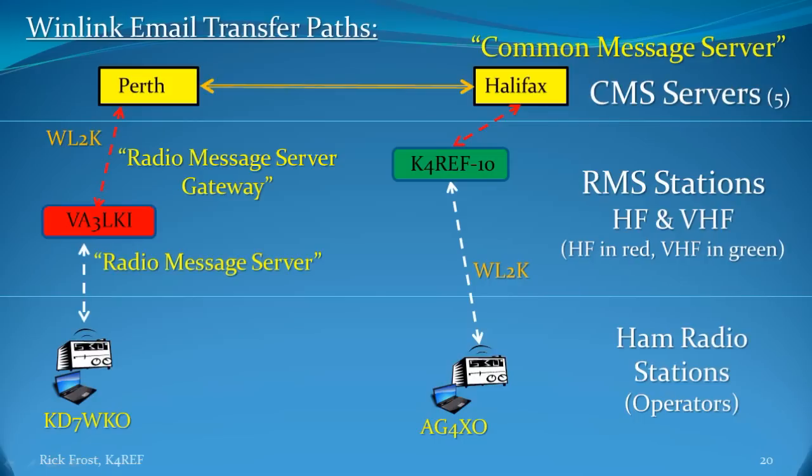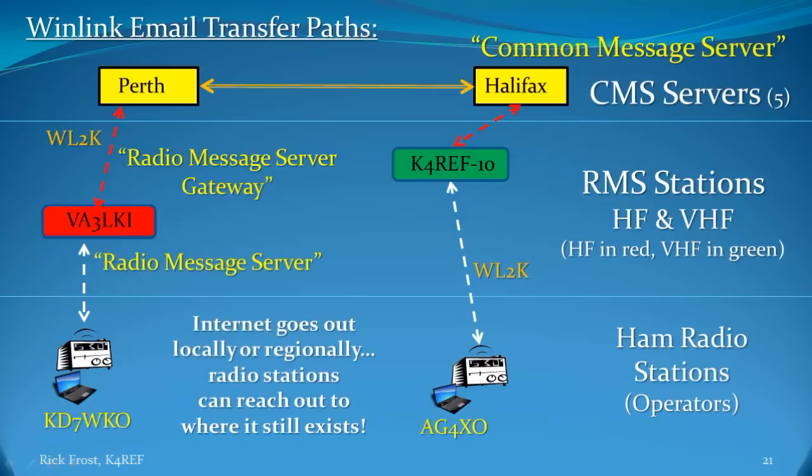It shows the pathways from and to the ham radio stations, the radio message server stations, and the CMS servers. If the internet goes down locally or regionally so that nearby RMS stations cannot connect to the CMS servers, it is still possible for the system to function. The originating station just has to reach out further to an active RMS gateway where the internet still exists. In this case, KD7WKO was able to reach out of the Tennessee Valley to VA3LKI in Canada and thus send the email on its way into the Winlink system.